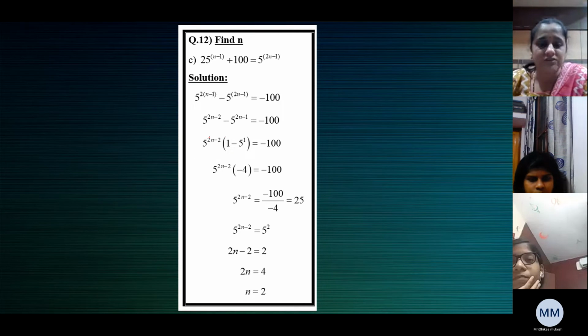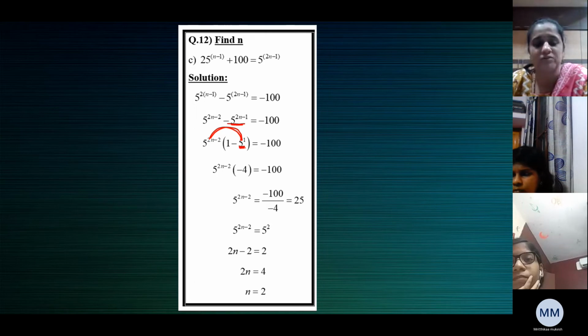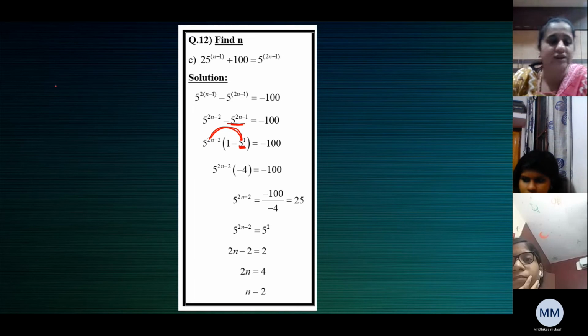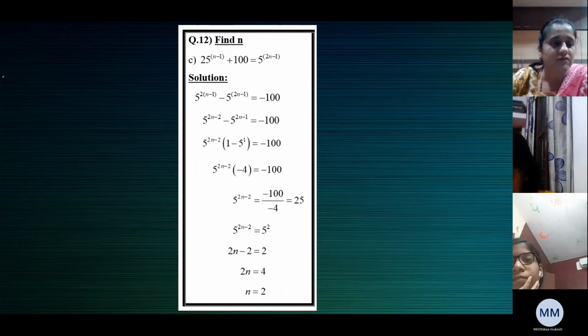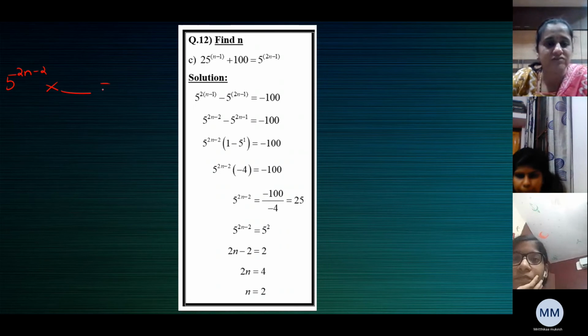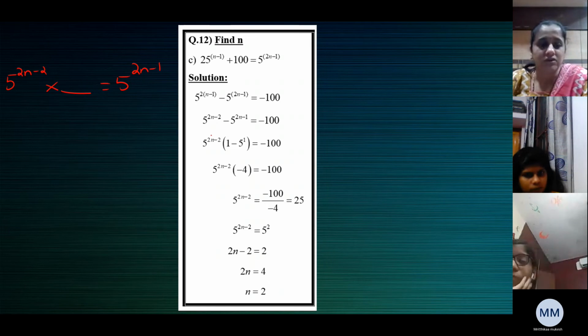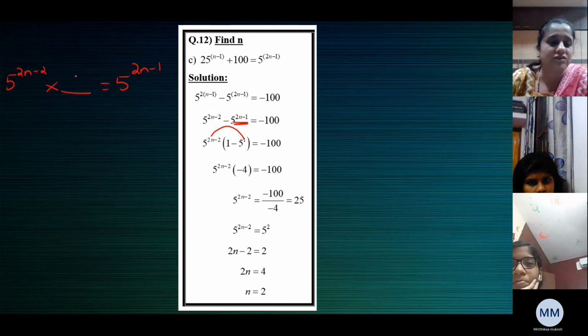Now here, the next one. This one into what will give us the second term? We don't know that, we'll have to find out. So how do we find it? 5 to the power 2n minus 2 is common, into what will give you 5 to the power, what is outside, 2n minus 2 into what will give us 5 to the power 2n minus 1? This into what will give you the second term? So it is 5 to the power 1.